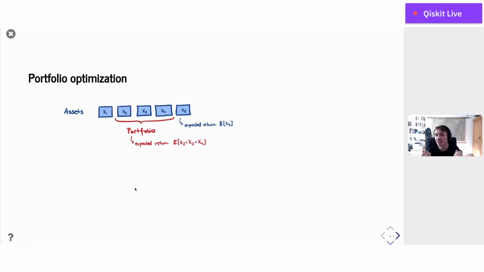Well, some of these assets might have a very strong volatility, meaning that they might give you a very high return, but also might give you a very, very low return. So it might be favorable to not take this asset into your portfolio, but rather choose one which has a mediocre return, but at the same time has a very low volatility. So you can be sure that it returns you something.